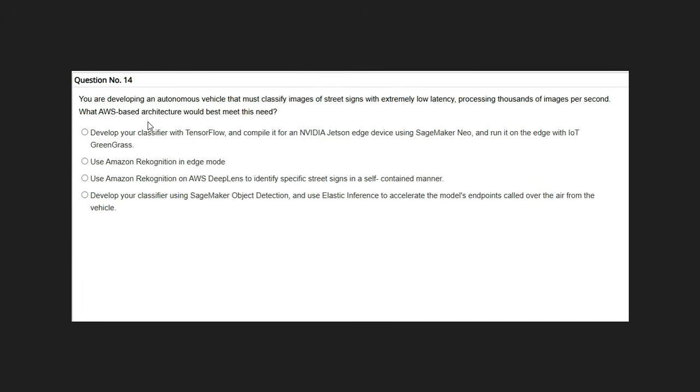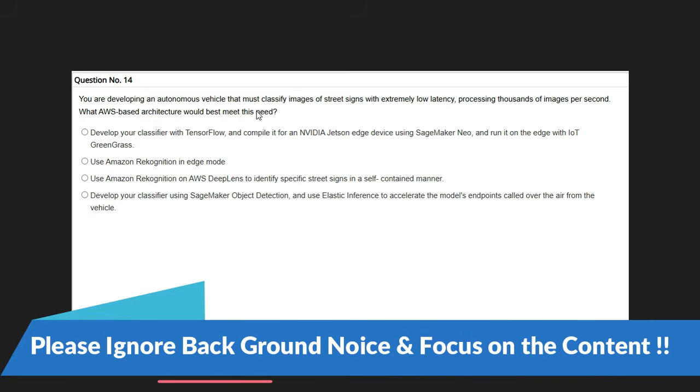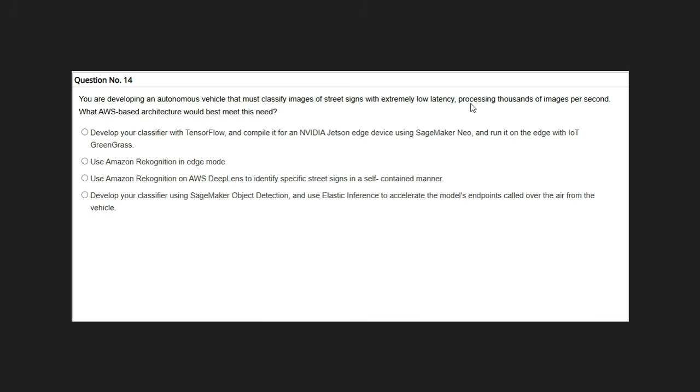So question number 14, most repeated one, most important question. You are developing an autonomous vehicle that must classify images of street signs with extremely low latency, processing thousands of images per second. What AWS-based architecture would best meet this need? So option A, develop your classifier with TensorFlow and compile it for an NVIDIA Jetson Edge device using SageMaker Neo and run it on the edge with IoT Greengrass.